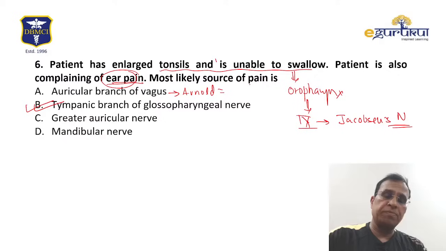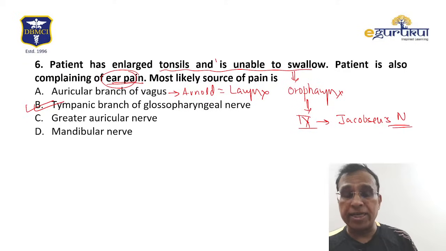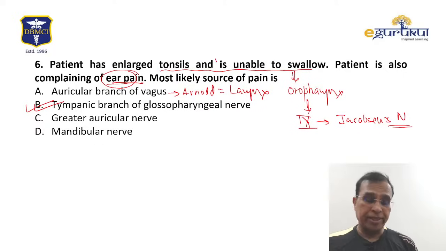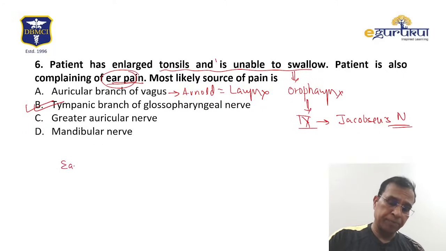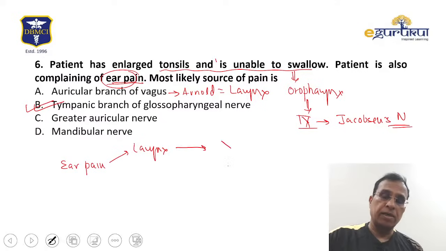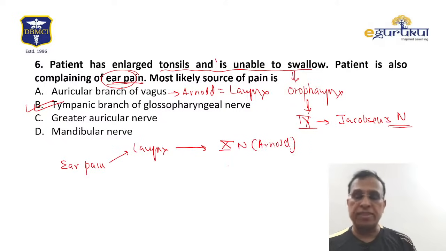And this carries the ear pain from the larynx. So if a laryngeal disease like supraglottic carcinoma or epiglottitis is causing ear pain and they ask you which nerve, then any ear pain from the larynx is by the 10th nerve. The 10th nerve branch in the ear is Arnold's. So Arnold's or the tympanic branch of the 10th nerve is the correct answer.